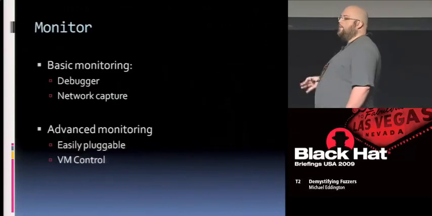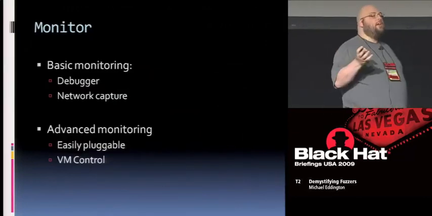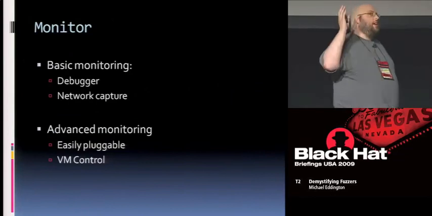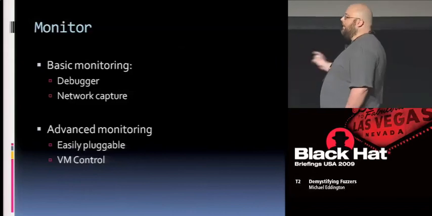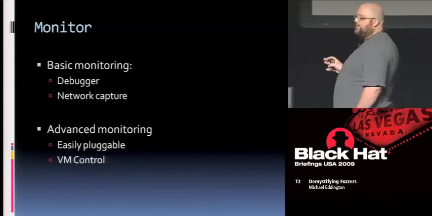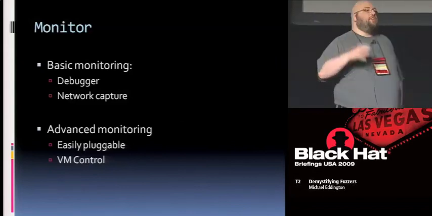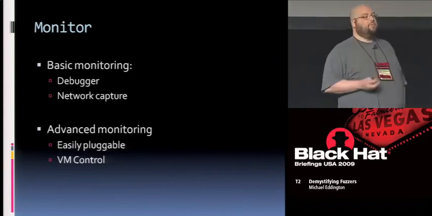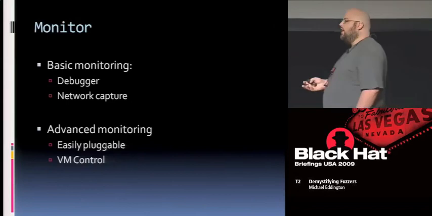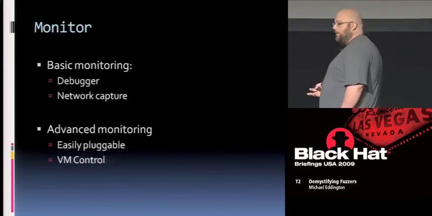So having good support for monitoring, and especially extensible monitoring, can make your life a lot easier. I basically break that up into two classes of monitoring. The basic stuff is you have to have a debugger. If there's no debugger support and no restart support, don't pick the fuzzer. That's just the way it goes these days. Also, hopefully, if you're doing network fuzzing, you do network captures, because why wouldn't you? And on the advanced side, you should give us a pluggable, extensible interface.